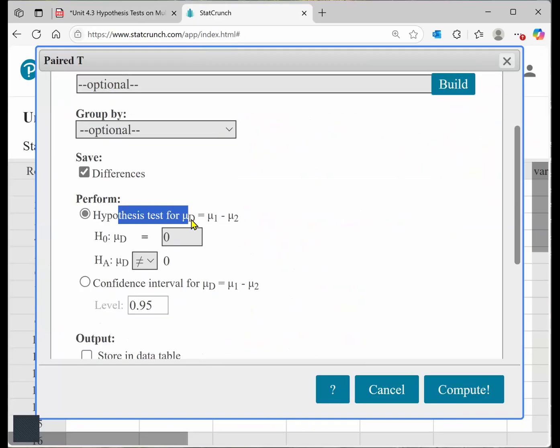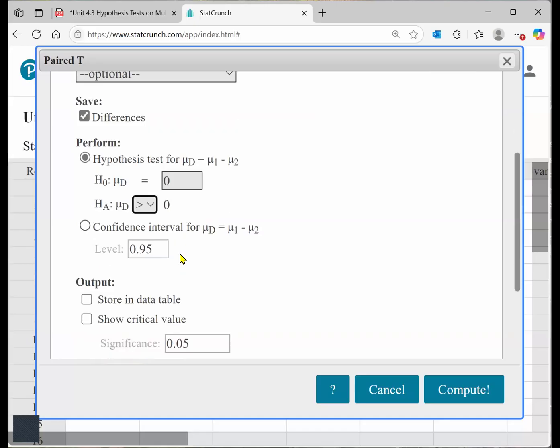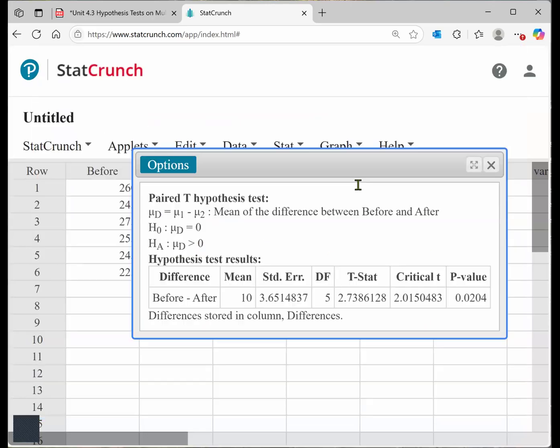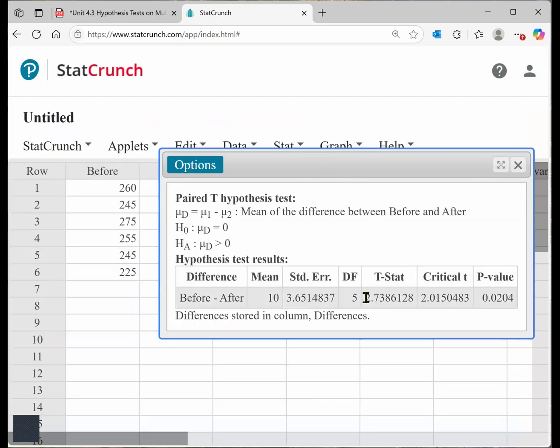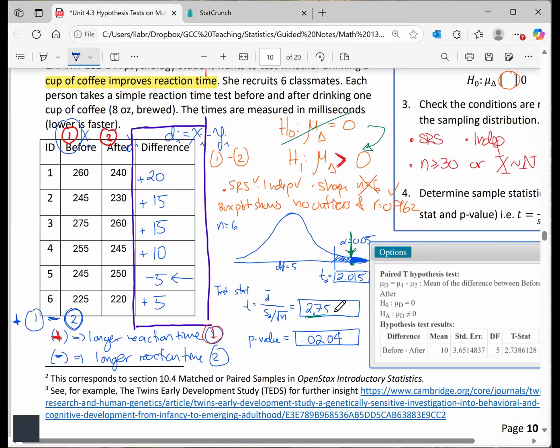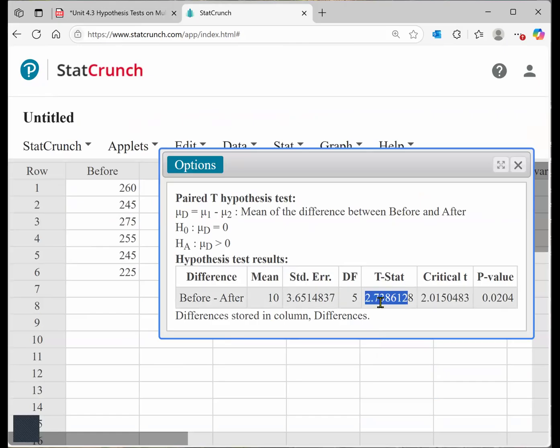And then here you're performing a hypothesis test for the mean difference. They use capital D rather than Greek mu D. We're always going to leave this at 0 for our class. Then we'll select the appropriate alternative hypothesis. And we can get more or less the same results as that one sample t-test. Same p-value, 0.0204. Same t-statistic, 2.738. Why is that a 5? I hope I miswrote that. But everything else is the same.